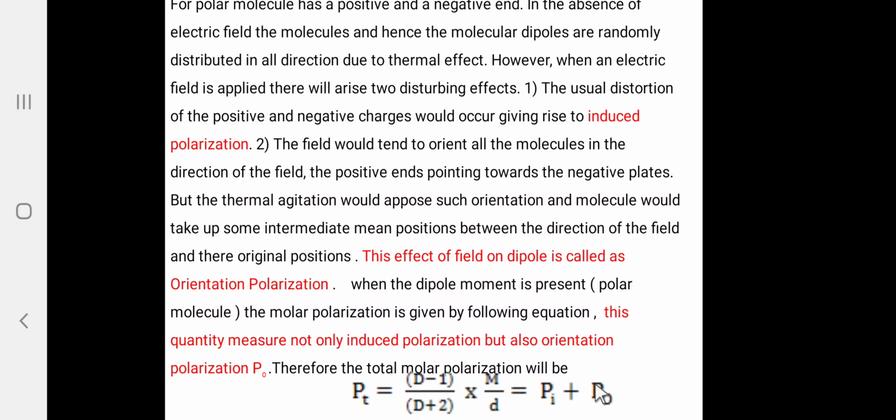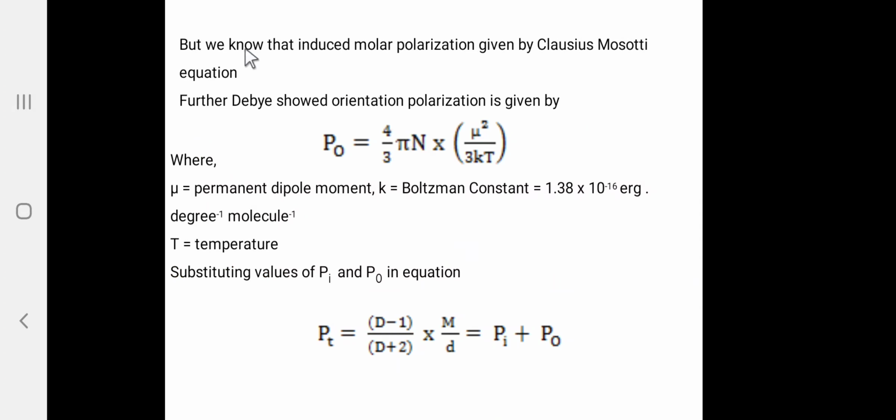So, friends, in the case of the polar molecule, there are two types of polarization, induced polarization as well as orientation polarization. We know that the induced polarization is given by the Clausius-Mossotti equation. All of you know that Pi is equal to 4 by 3 pi N alpha, where alpha is the polarizability of the molecule. Further, Debye showed that the orientation polarization is given by the equation Po is equal to 4 by 3 pi N mu square divided by 3kT.